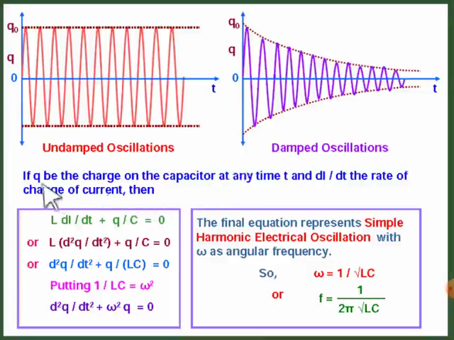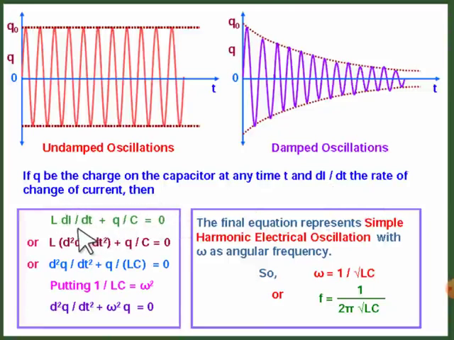Now let's take it that Q is the charge on the capacitor at any time, that means the instantaneous charge, and this small q is the instantaneous charge on the plate of a capacitor at any time, say small t, and di by dt, that means differentiation of the current with respect to time, so di by dt is the rate of change of current.